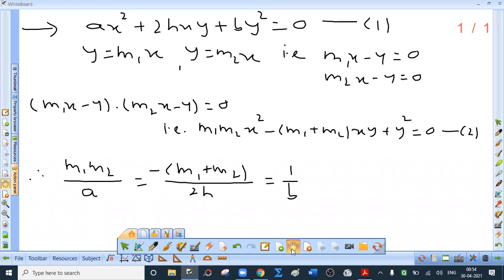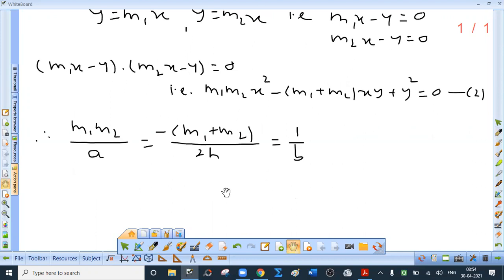Now you may say, sir, we are getting the same, so can we write directly? The answer is no, because this will be asked for 4 marks. So you have to prove this. So what is m1 plus m2? It is minus 2h upon b. Okay. And what is m1 m2? m1 m2 is nothing but a upon b.